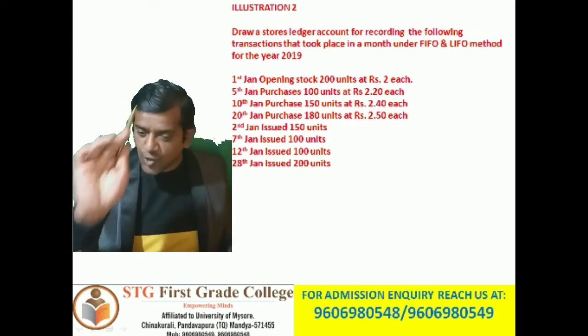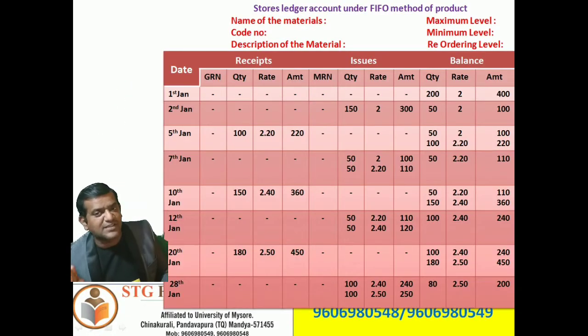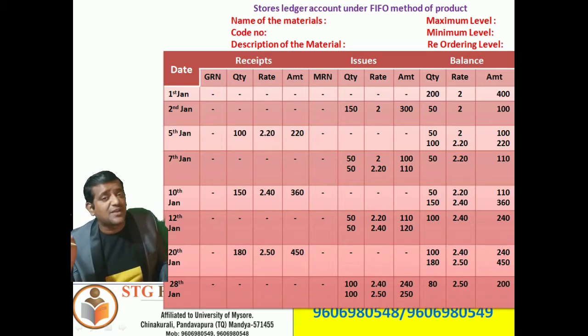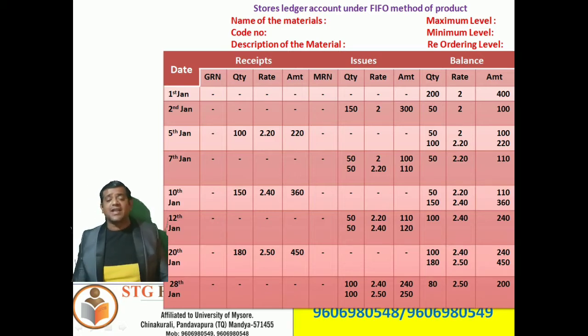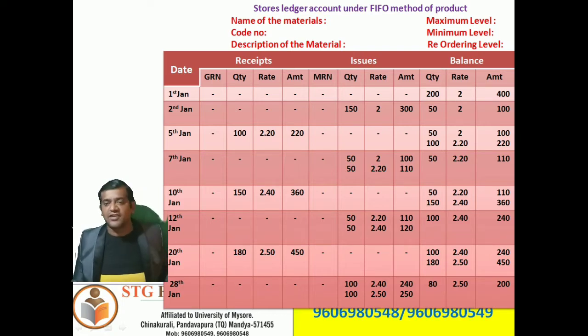Okay, so open a table, that is, stores ledger account under FIFO method of a product. There is no name of the product, so just leave it like that: stores ledger account under FIFO method. Name of the material, no name. Code number, he has not given. Description of the material, he has not given. Maximum level, minimum level, and reorder level, it is compulsory, you should mention.